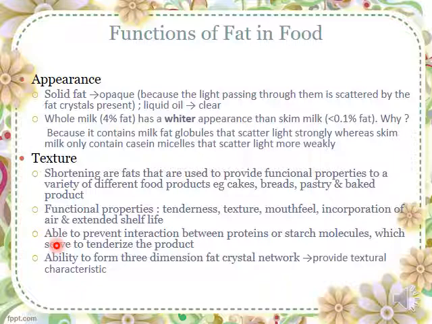Shortening is also able to prevent interaction between protein or starch molecules, which serves to tenderize the product. And shortening also has the ability to form a 3-dimensional fat crystal network, which provides the textural characteristics of the food products.